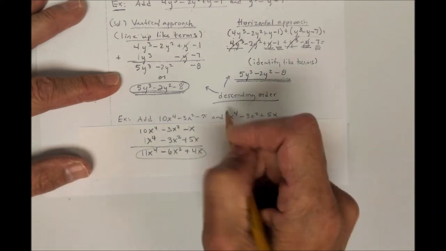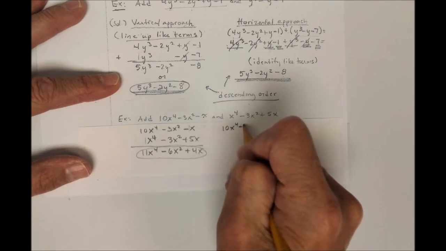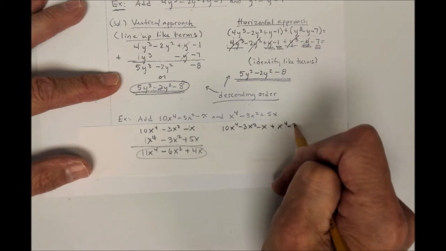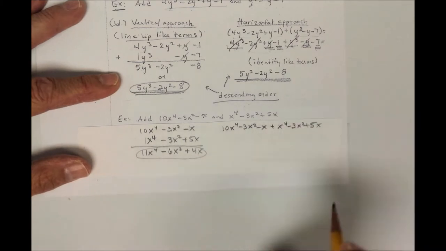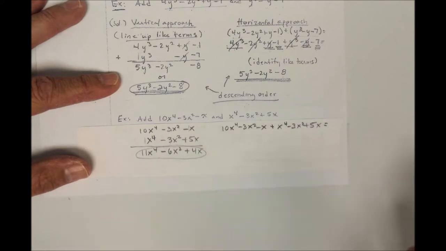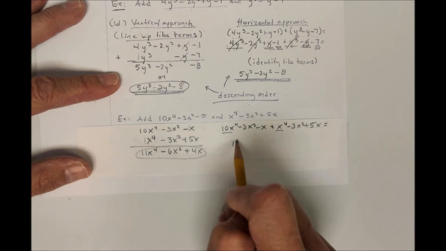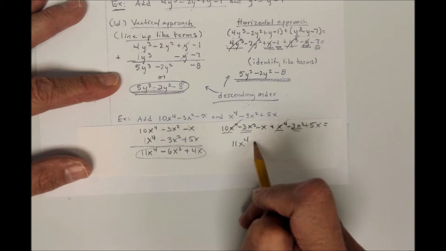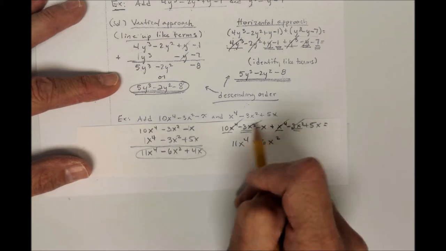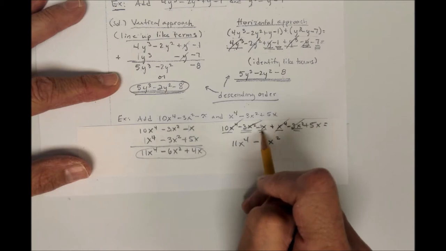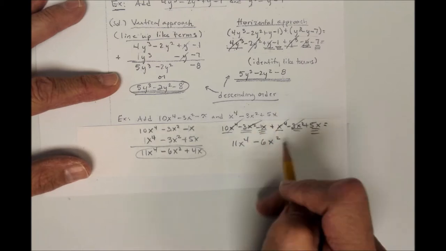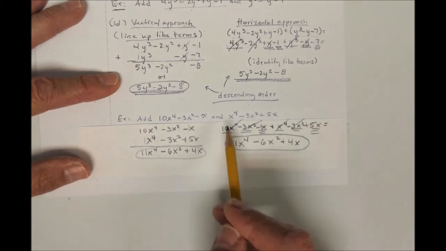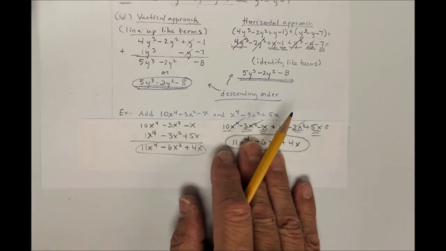Now, on the other hand, 10x to the 4th minus 3x squared minus x, and I'm going to add to that x to the 4th minus 3x squared plus 5x. I don't have to put parentheses or anything because I'm adding, so it's like distributing by 1, and then combine like terms, and you'll see that I will get the same answer that I got when I added them vertically. A negative 1 and a positive 5 is a plus 4x, and I get the same answer. If you like this, that's great. You should try to get used to this, though. All right?